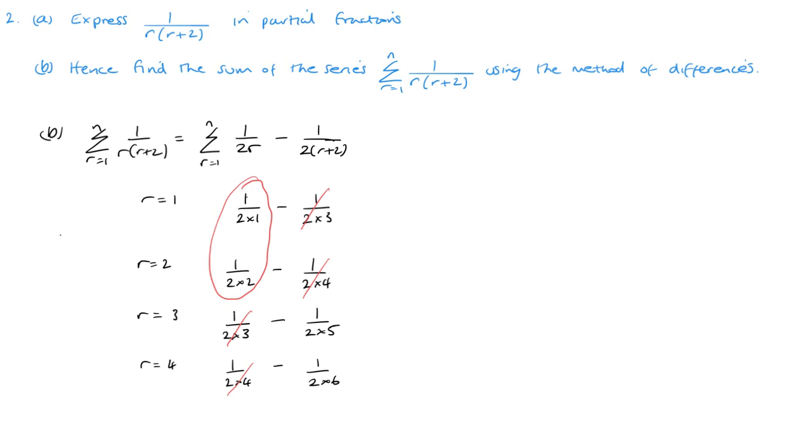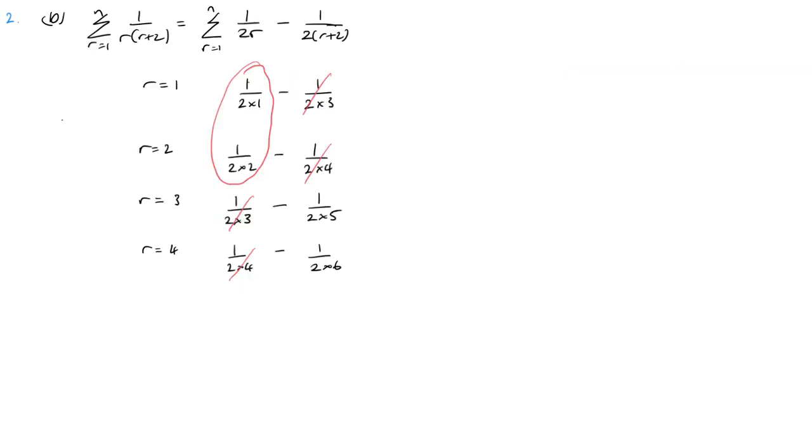Okay, so let me just move this up. Since I want the last 2, I want when r equals n and when r equals n minus 1. So that's 1 over 2 times n minus 1, minus 1 over 2, and n minus 1 plus 2 is n plus 1. And this is 1 over 2n minus 1 over 2n plus 2.